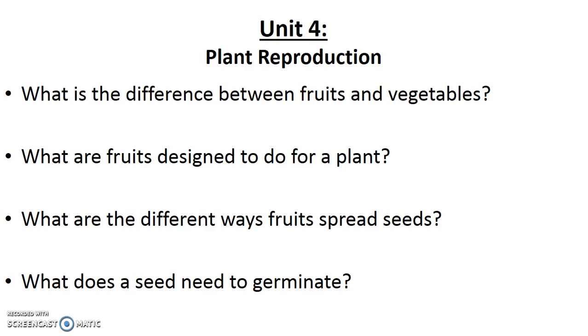Once that seed is spread, it needs three things: warm weather, water, and oxygen to germinate. The first part of the seed to come out is going to be the root, followed by the cotyledons, which are non-photosynthetic leaves, the primary leaves, and then the secondary leaves, the first true leaves, the first photosynthetic parts of a plant.